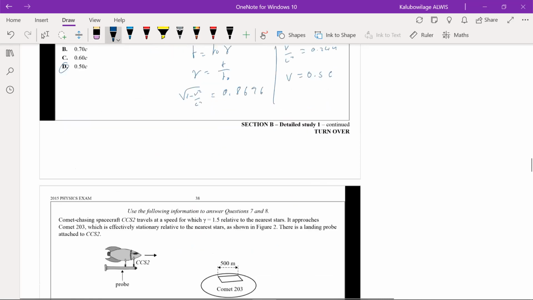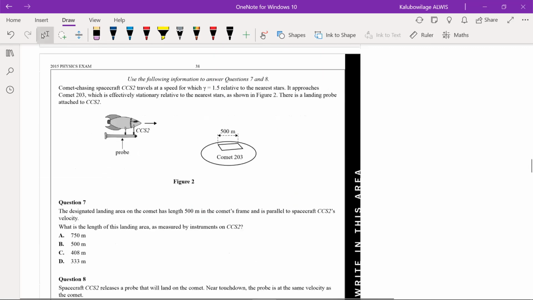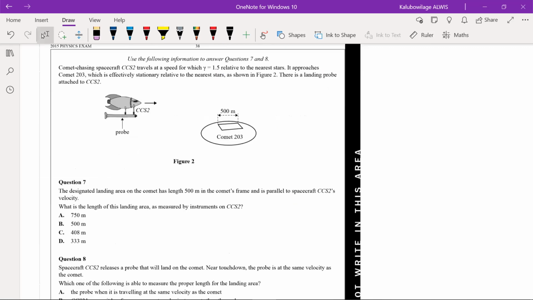The designated landing area of the comet has length 500 meters in the comet's frame and is parallel to the spacecraft. The length of the landing area as measured by the instrument is asked. So the proper length is 500 meters.